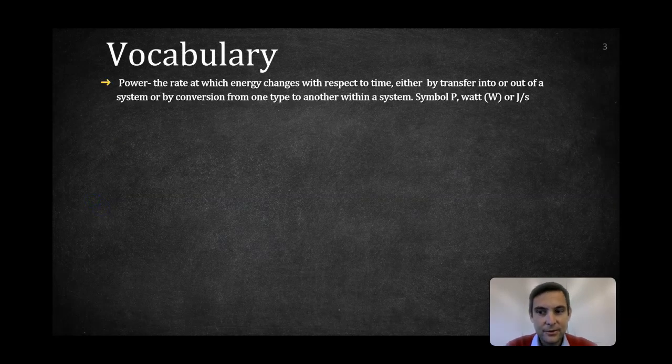The rate at which energy changes with respect to time, either by transfer into or out of a system, or by conversion from one type to another type of energy within a system, is what we call power. The symbol we use is capital P. The unit is the watt, which we use a capital W. Be careful with that capital W. Or this is a joule per second.